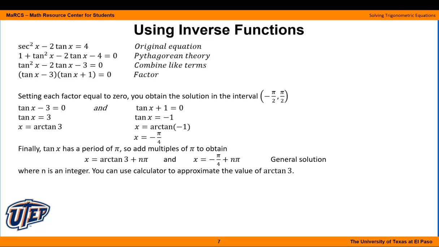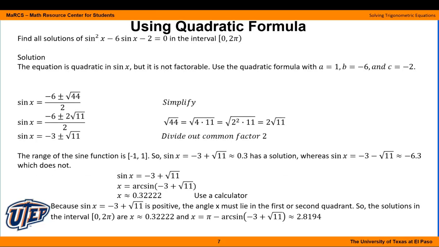Inverse trigonometric functions are especially useful when exact values are not available from the unit circle. Our final example demonstrates the quadratic formula. Notice that this equation is quadratic in sine x. Although it is quadratic, it does not factor nicely using integer factors, so the quadratic formula is the most efficient method. After applying the formula, we obtain two possible values for sine x.